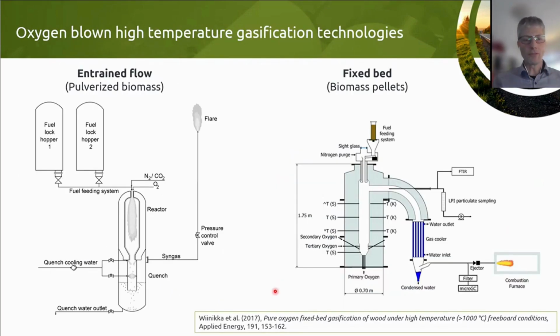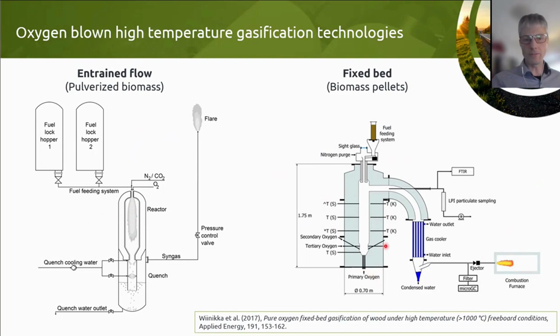There are many types of gasification technologies. The two types that we tested in the Pulp&Fuel project were the oxygen-blown entrained flow concept and the fixed bed technology. In the entrained flow reactor, the pulverized biomass is fed through a burner where oxygen is added, and the particles are kind of entrained in the gas stream and converted as it goes down the reactor.